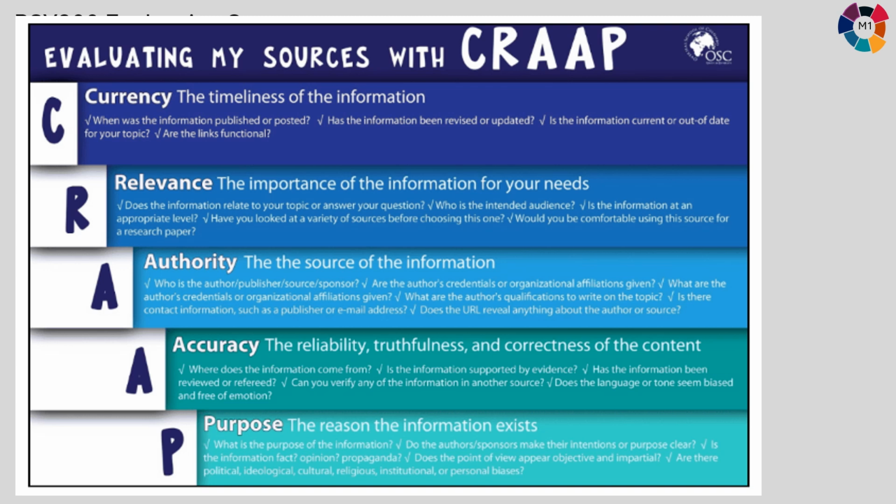Then also, one last part about accuracy, does the language or tone seem biased and free of emotion? We may feel some sort of way about a topic, and also those authors might feel some sort of way about a topic, but their paper should be written from a neutral perspective. If you're reading this paper and you're getting the sense, wow, this person's super angry about this, then it might be biased. So they might be correct, right? Maybe they're fired up for a reason that is important and that resonates with you. That's cool, but they might not be being neutral. So just be aware. Then lastly, purpose.